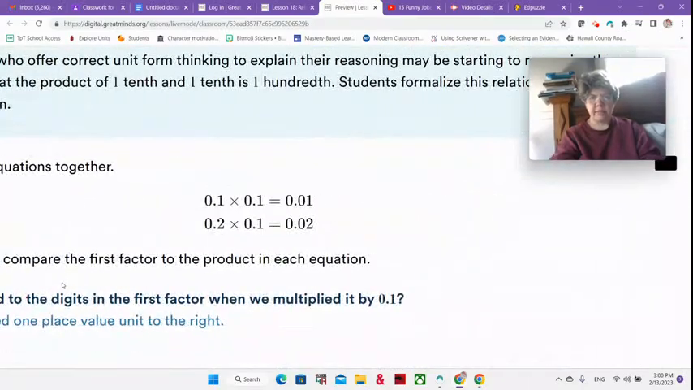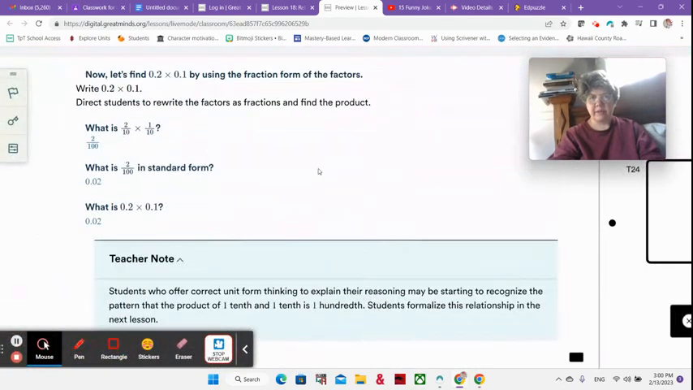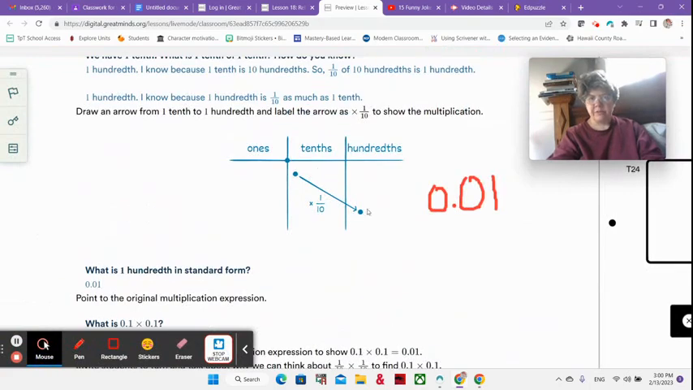Now let's look at 1/10 times 1/10 and 2/10 times 1/10. And we see 100ths and we see 200ths. What happens to the digits in the first factor when we multiplied it by 1/10? Its digit shifted one place to the right. Do you see that? So if we took our 2/10, we multiplied it by 1/10, just like we saw on our place value chart, it's shifting to the right.